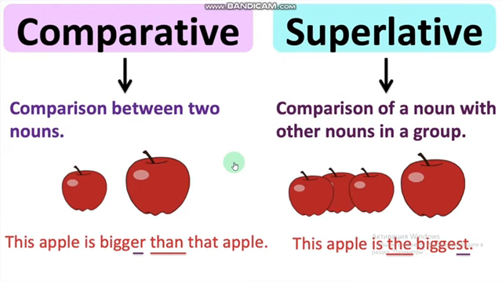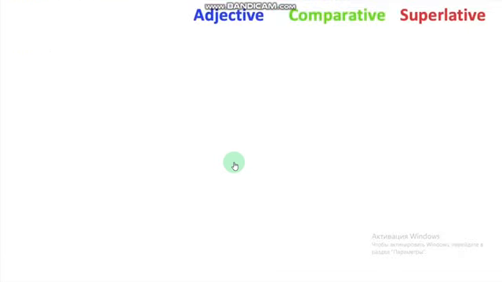There are several rules that we need to follow when forming comparative adjectives or superlative adjectives. These depend on the letter in the word or the number of syllables. For one-syllable adjectives, the rule is to add er when forming the comparative adjective and est when forming the superlative adjective.